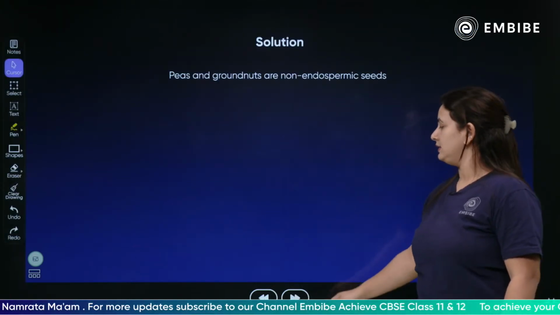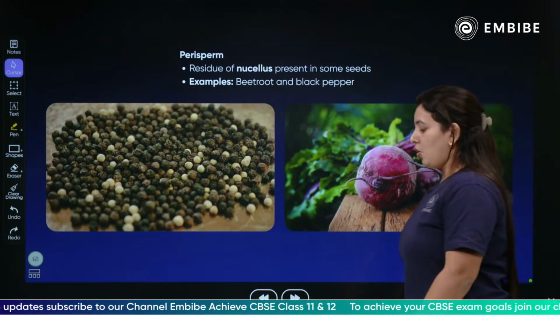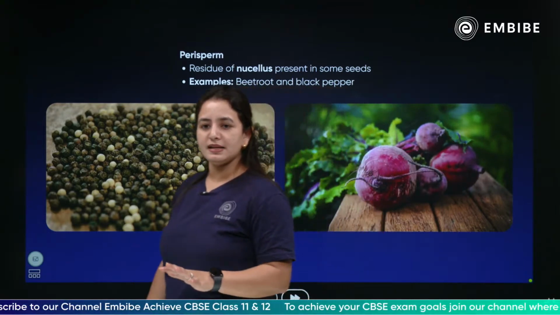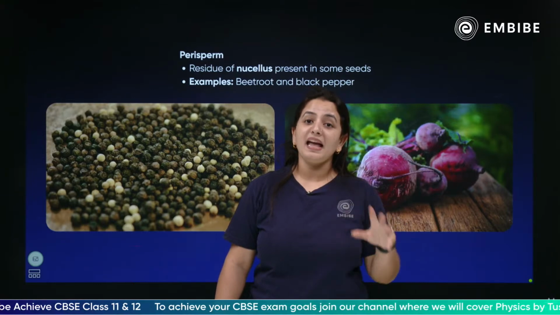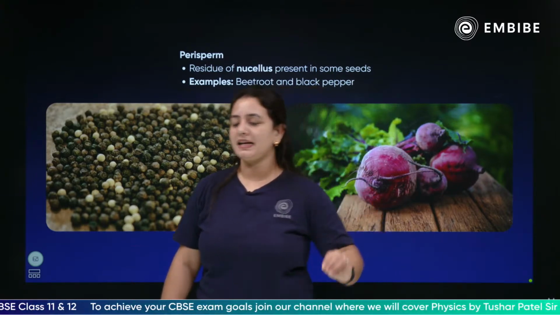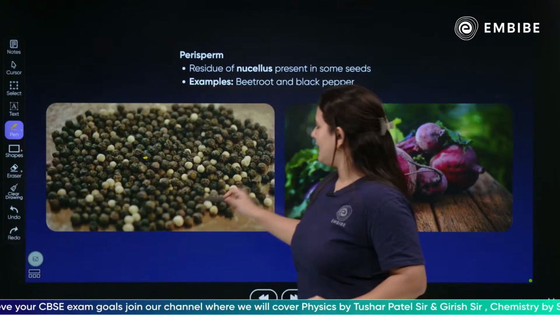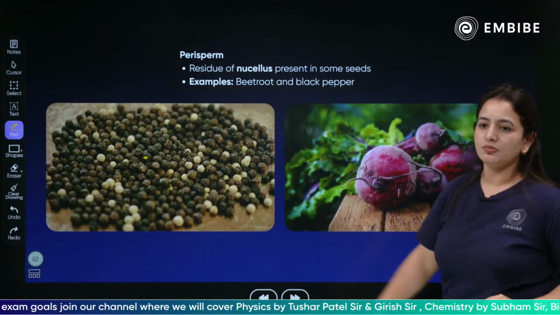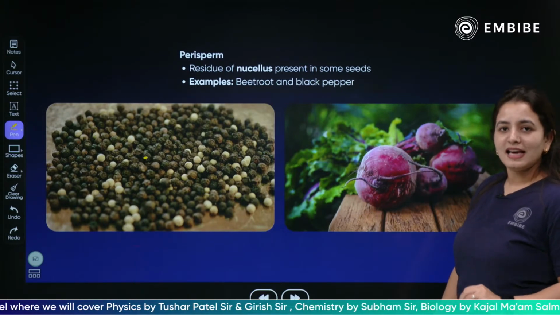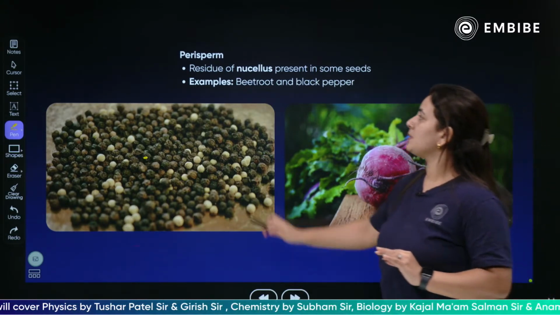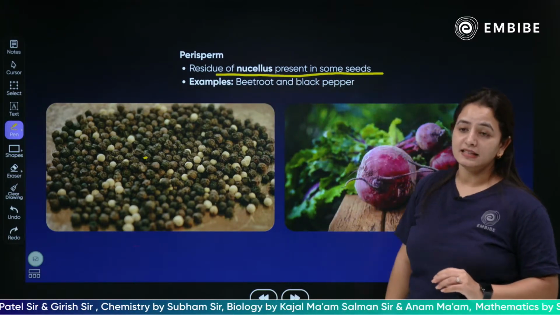Next we have, what is perisperm? Okay, there are non-albuminous seeds, there are albuminous seeds, but there is also perisperm. What is a perisperm? Children, you can see this. What is this? Everybody has this at home. This is black pepper. And what is this? This is beetroot. Yes, what is a perisperm? A perisperm is a residue of nucellus present in some seeds.